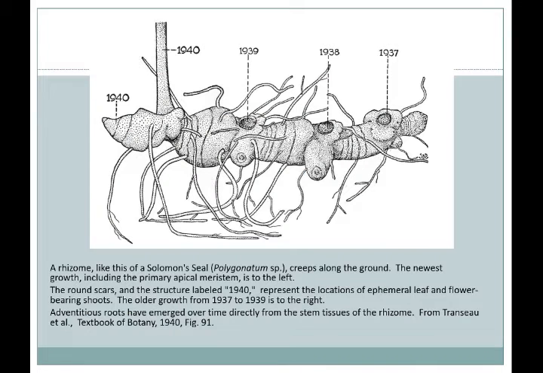This is a Solomon's seal rhizome. In a Solomon's seal rhizome, every year it will grow a new section. So the newest section will be on the left, 1940, and the oldest will be 1937. So this has been growing for 3 years. Along the years, you can see there are a lot of roots emerging, and also at the end you can see there is a stalk.